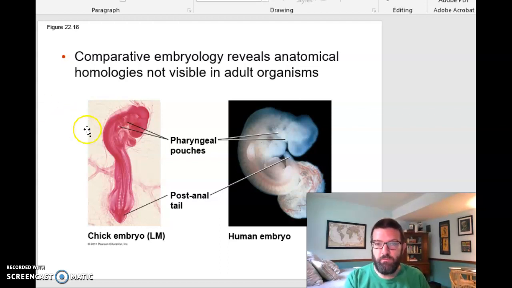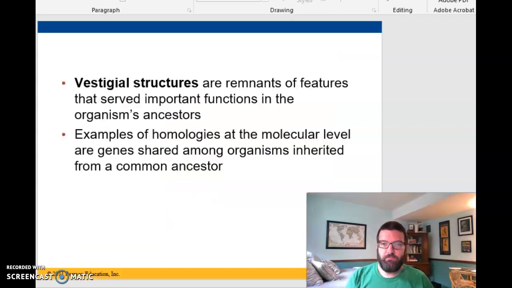We all have pharyngeal pouches. We'll talk about these a little bit later. And tails, right? If you're looking at vertebrates specifically. Early on, a chick embryo and a human embryo look very, very similar. Those differences begin to pop up later on in development.